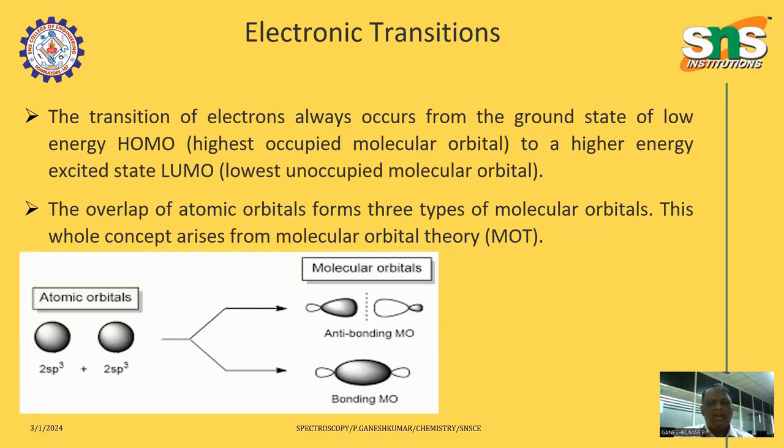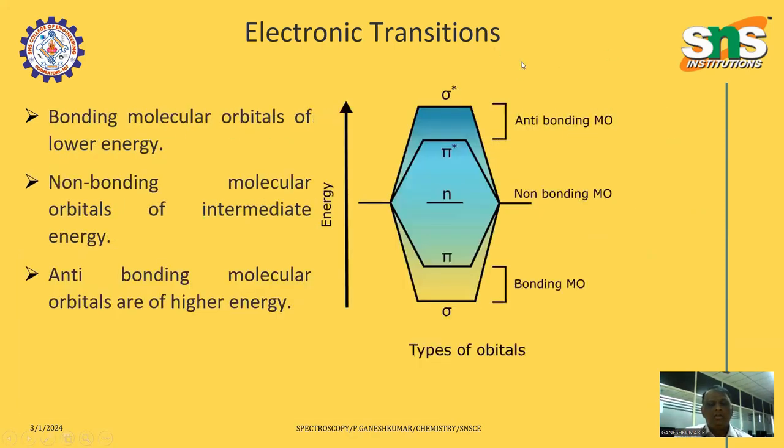The transition of electrons always occurs from the ground state of low energy to a higher energy state. You see, here the energy is in increasing order. In the lowest level, there is an orbital represented as sigma. Above that, it is represented as pi. In the middle, it is n. And above that, pi star and sigma star.